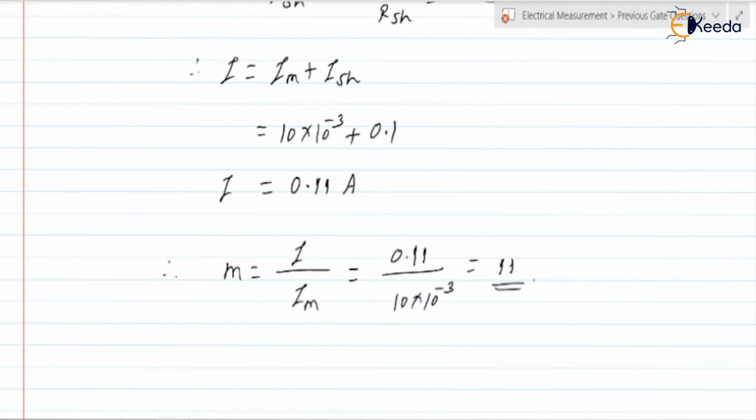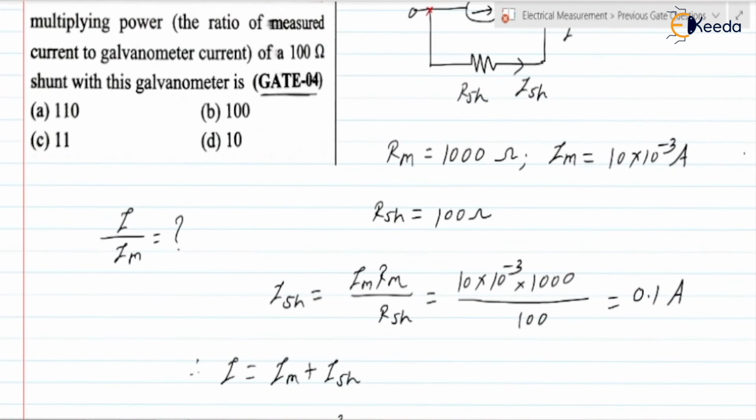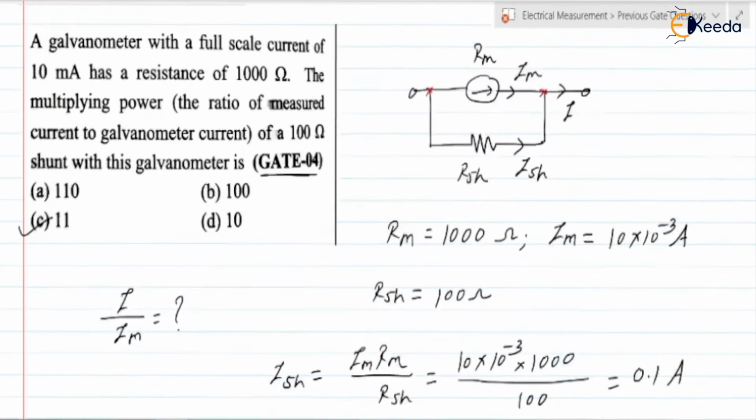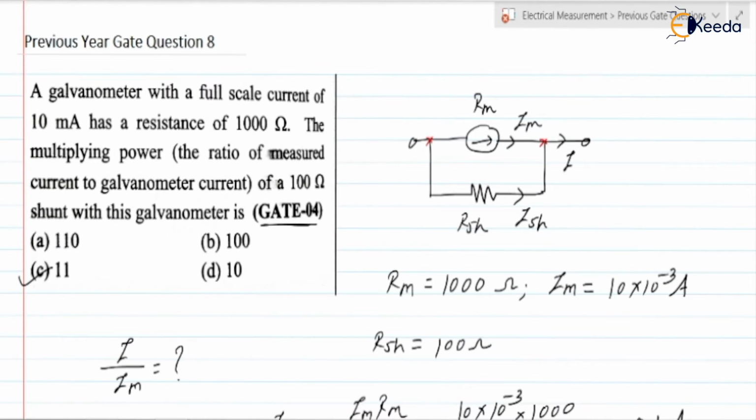Right? So multiplying power is 11. So if you check the options, correct option is option C. Right? Very simple question. This question is from GATE 2004 examination. So friends, this is about previous year GATE question number 8.